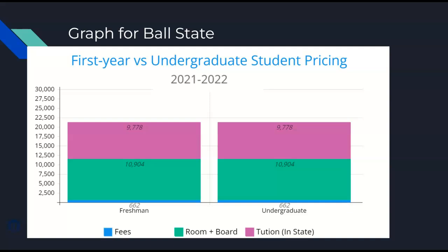Again, following the same format as the last graph, you can see that I laid out all three examples with fees, room and board, and tuition. Again, I kept the same colors for each, with room and board in green, tuition in pink, and fees in blue. And we can once again see how much a Ball State freshman versus a Ball State undergraduate student who is not a freshman are paying yearly in the years 2021 to 2022.